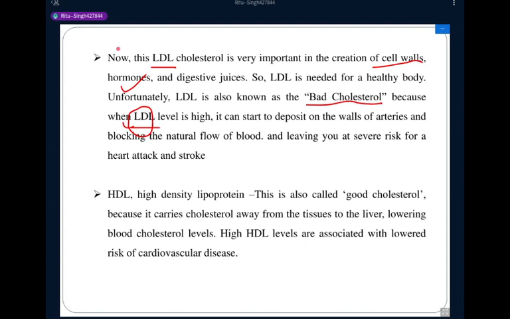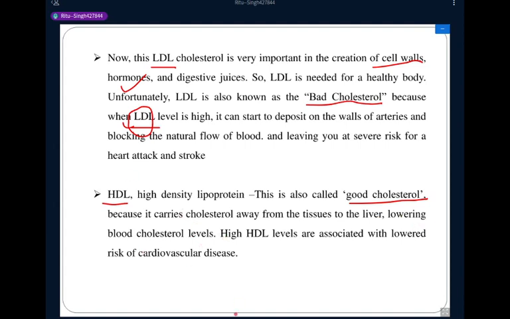The second important constituent of lipid, of cholesterol, is high density lipoprotein. This high density lipoprotein is also called good cholesterol. HDL is called good cholesterol because it carries cholesterol away from the tissue to the liver, lowering blood cholesterol levels.